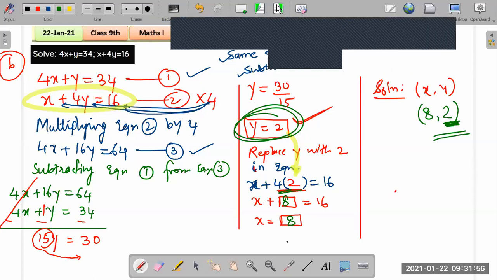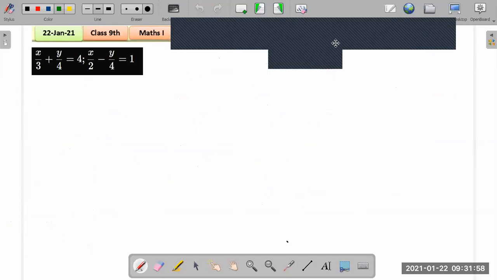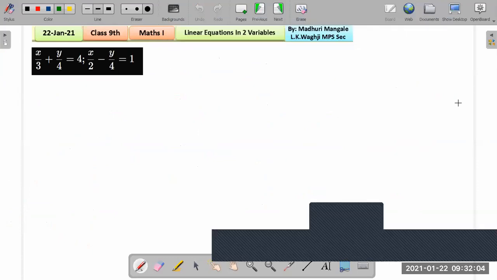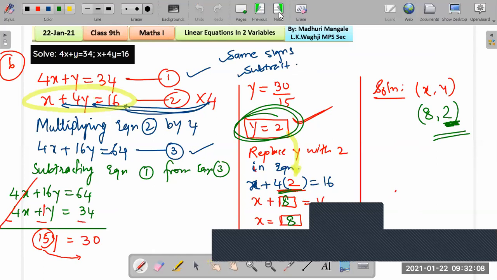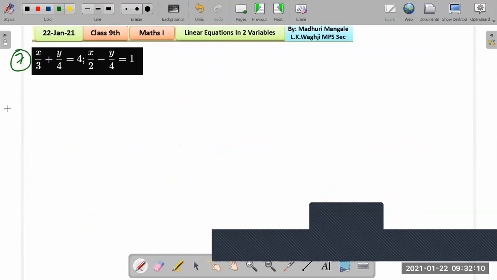And there you go. Now, this is a special type of question. We need to do some simplification first and then get the equations. So let us look at how to simplify this. This is question number 7. So the equation number 1 is x over 3 plus y over 4 equals 4.